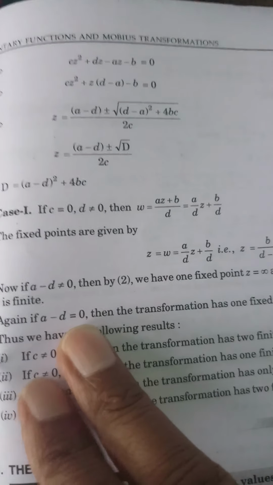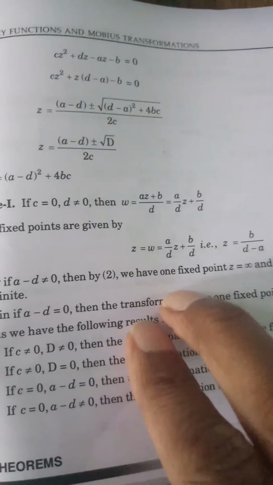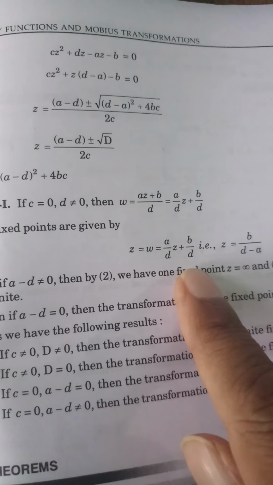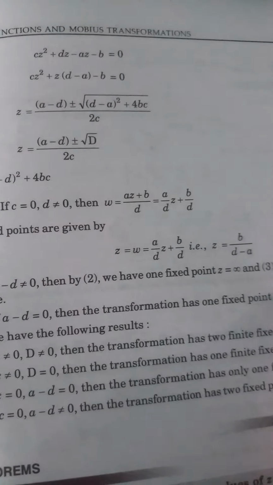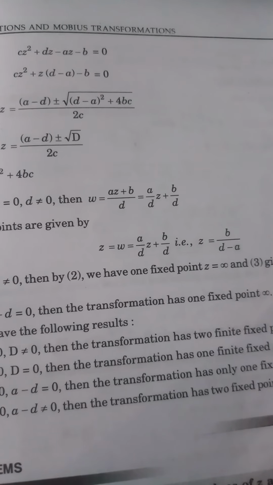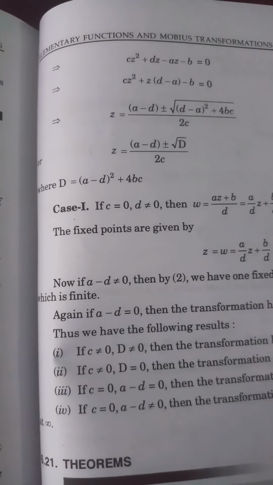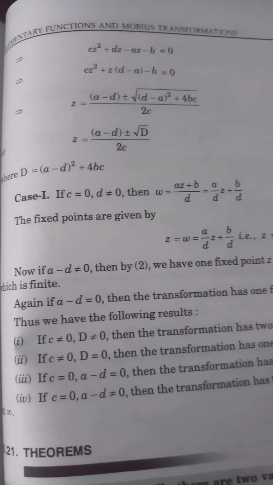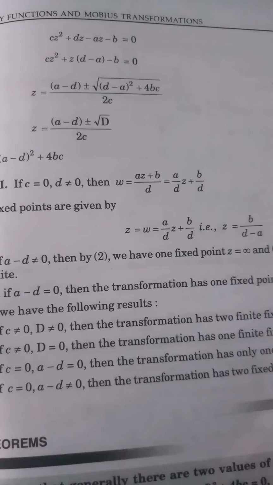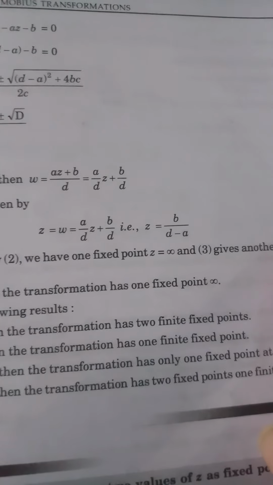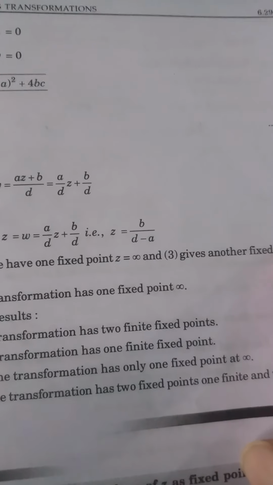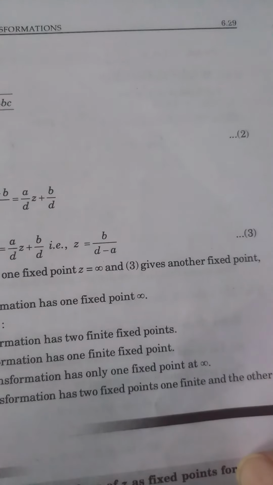The fixed points are given by z equal to w equal to (a by d) z plus b by d, that is z equal to b by (d minus a). Now if a minus d not equal to 0, then by second we have one fixed point z equal to infinity and 3 gives another fixed point.